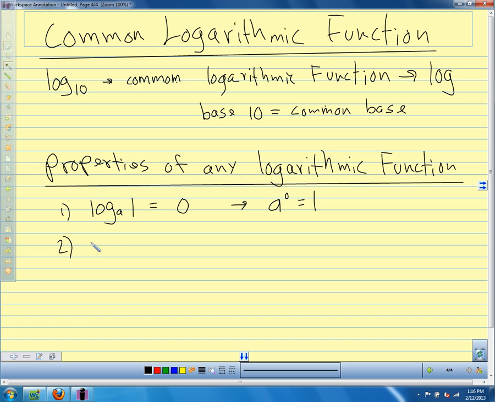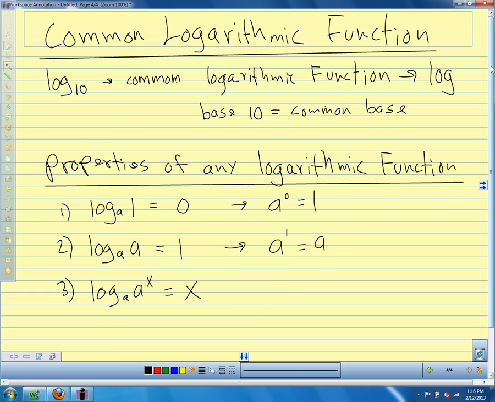Our second property, log to the base a of a equals 1. And if we rewrite this in exponential form, that's because a to the 1 always equals a. So these mean the same thing. Because the logarithmic function and exponential function are inverses, log to the base a of a to the x equals x.